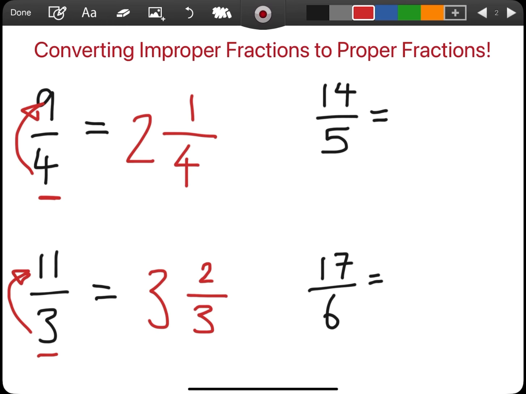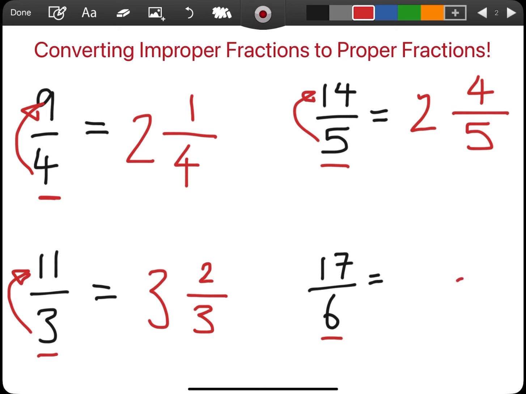Okay, next question. 14 over 5 to a proper fraction. All right, first things first. I remember my denominator. It's going to go straight away here. How many times does 5 go into 14? It goes into 14 twice because 5, 10. So I'll put 2 there. And I have 4 left over. So that's going to be my numerator 4. 2 4/5.